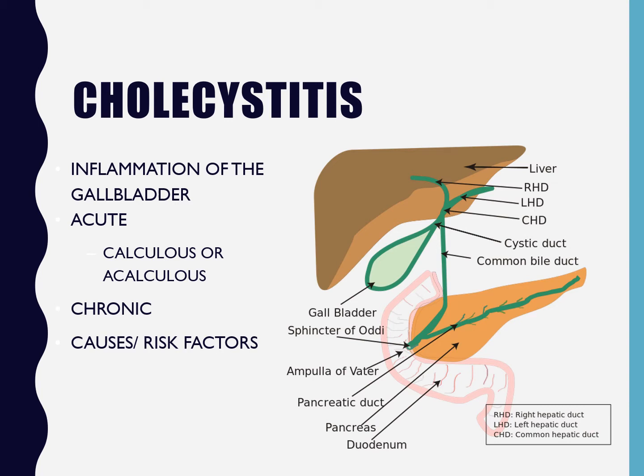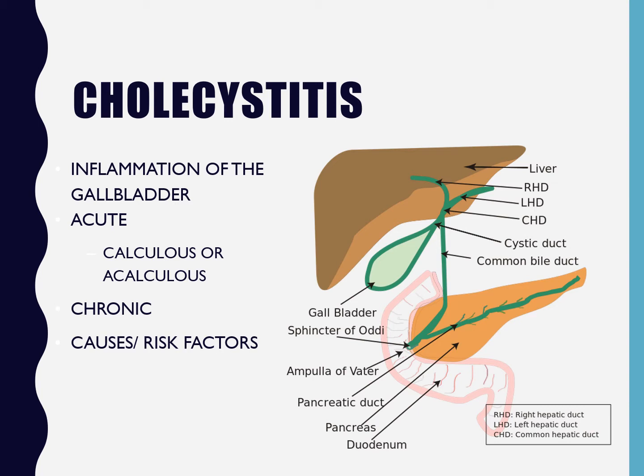So what exactly is cholecystitis anyway? Well, cholecystitis is the inflammation of the gallbladder, and it can either be acute or chronic. But most often, we're going to deal with the acute problem in the hospital. Let's take a look at acute cholecystitis a little bit closer.